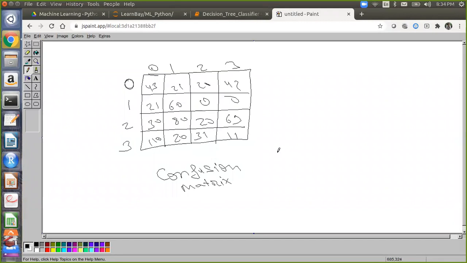Now, how will you calculate accuracy here? How will you calculate it, Girish? Accuracy would be specific to some number for 2 or for 3. Maybe.